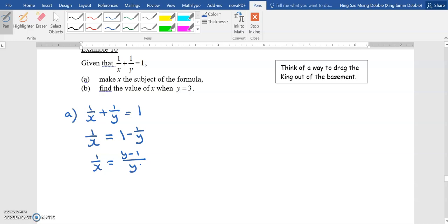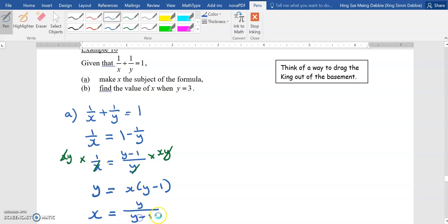I want to remove the denominators on both sides. So to make it non-fractional, let me multiply both sides by xy. x and x no more, y and y no more. So I know this is essentially y equals x times y minus 1. To make x the subject, I just need to divide y minus 1 on both sides, and that gives me y over y minus 1.